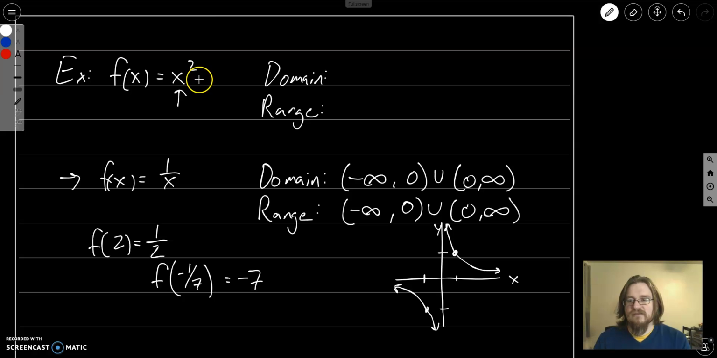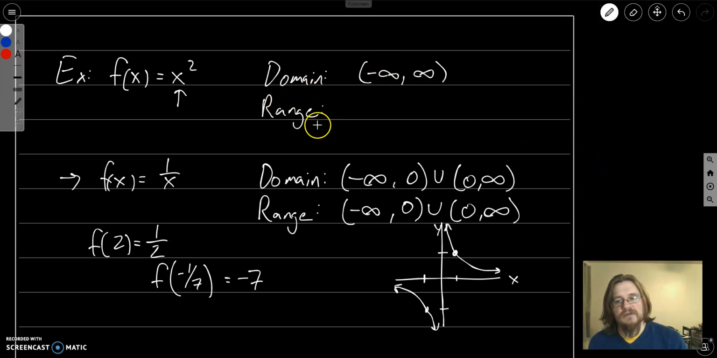Well, I can square any number that I want. There's no restrictions. I can square positive numbers, negative numbers, I can square 0. Every single number works. So all the way from negative infinity to positive infinity. Cool. So then we can ask, what is the range of our function? So what are all of the possible values that our function can take?